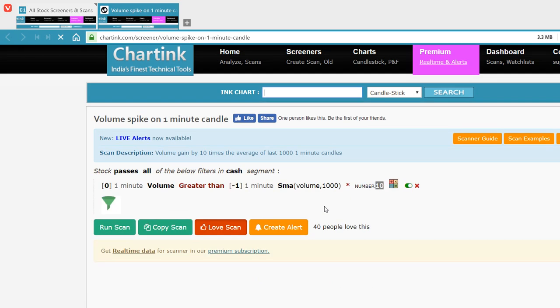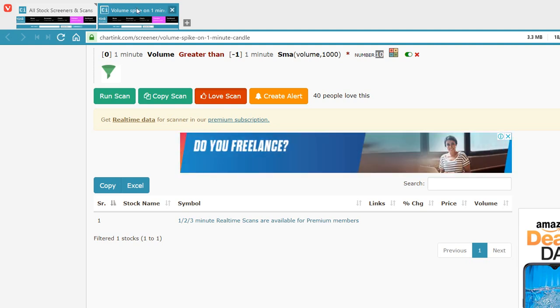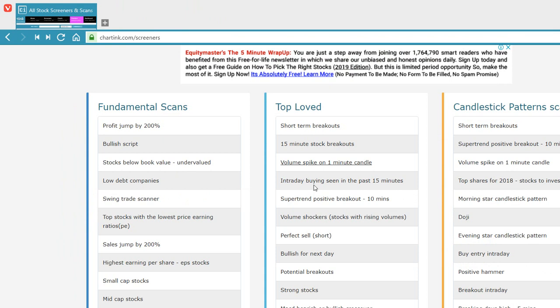I think it may not show any stocks right now because it's not real time. However, this screener is only available for premium members. Again, as I told you, some screeners are not so important as such. Super trend positive breakout 10 minutes.